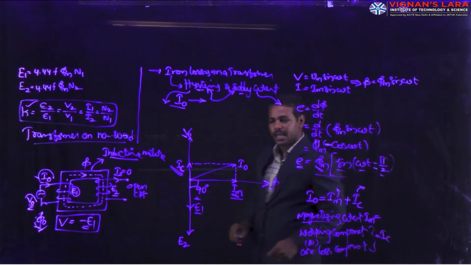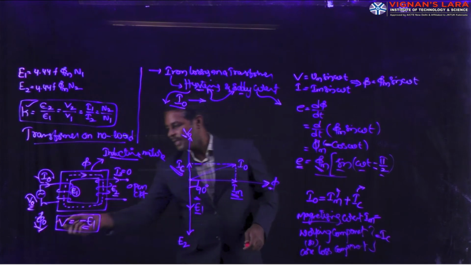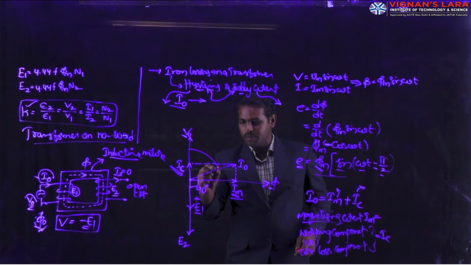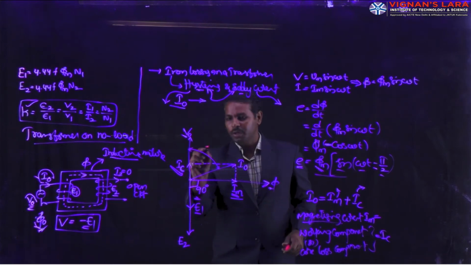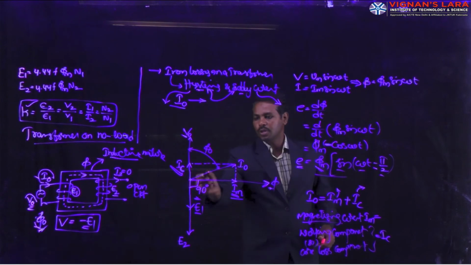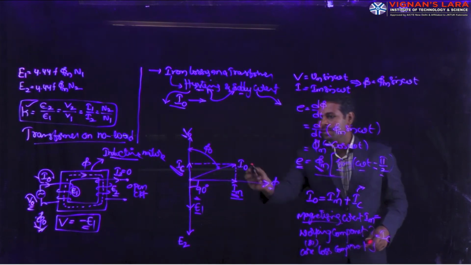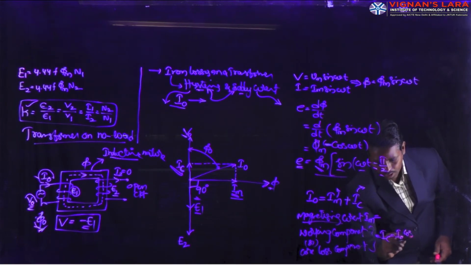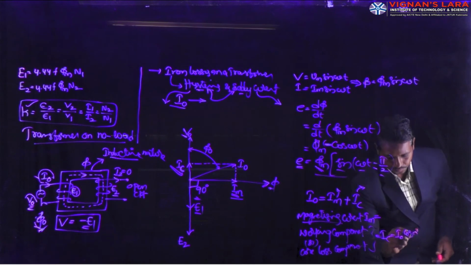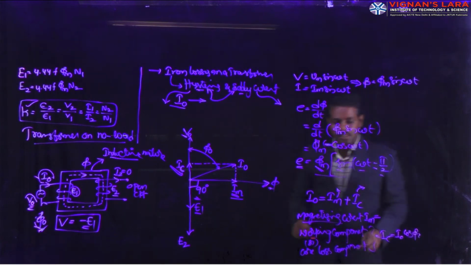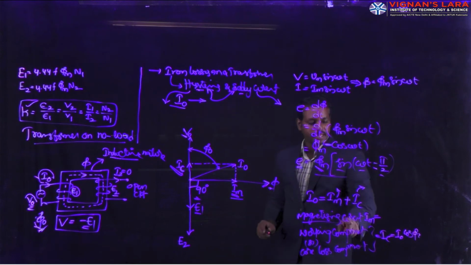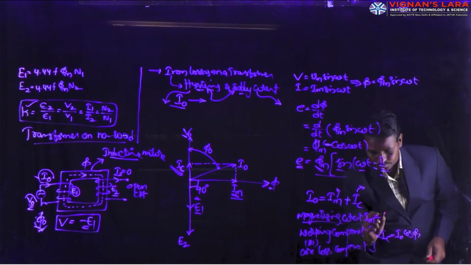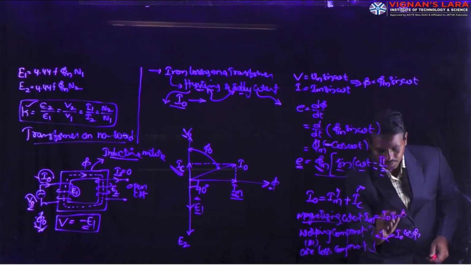Based on the phasor diagram, we can easily identify the angle between V naught and I naught, which is equal to phi naught. Then IC is equal to I naught into cos phi naught. The second one is the magnetizing current IM, which is equal to I naught into sin phi naught.